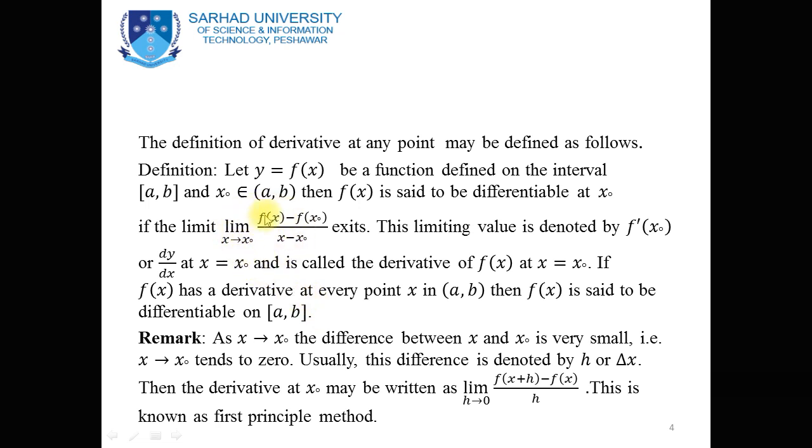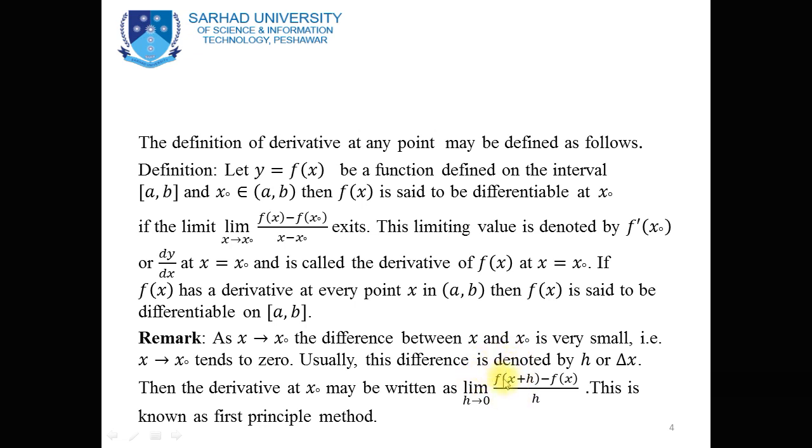So dear students, this is called the derivative by definition of a function at x equal to x naught. As x tends to x naught, the difference between x and x naught is very small, that is, it tends to 0. Usually this difference is denoted by h or delta x. Then the derivative at x naught may be written as the limit h tends to 0 of f of x plus h minus f of x divided by h, and this is known as the first principle method. This formula is called the derivative by definition or derivative by first principle.